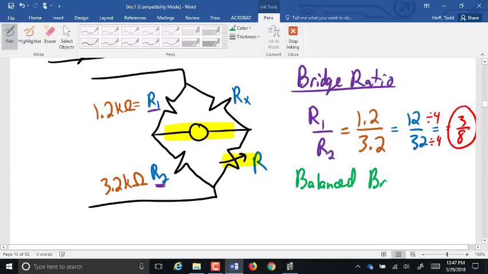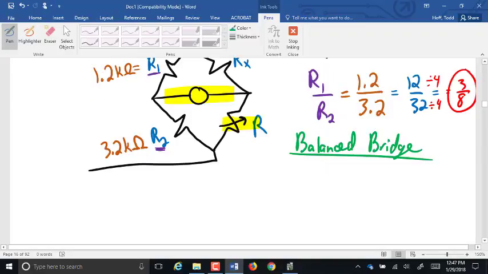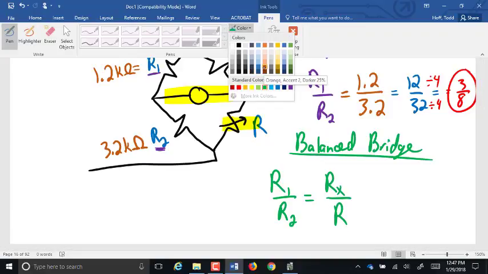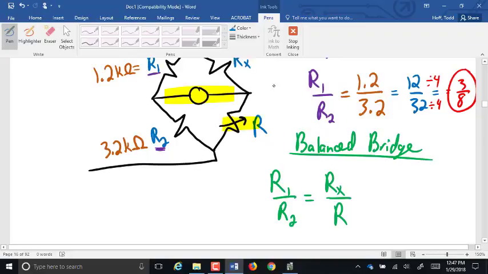A balanced bridge is a bridge in which no current flows. For no current to flow, the ratio, R1 over R2, the bridge ratio, has to be equal to Rx over R. So for this bridge here, if Rx is 2.7 kiloohms, what do you have to set R2 to balance the bridge?